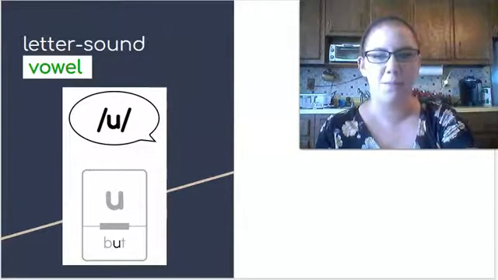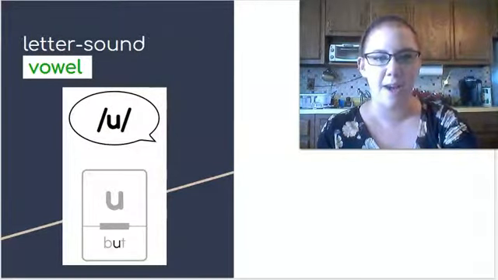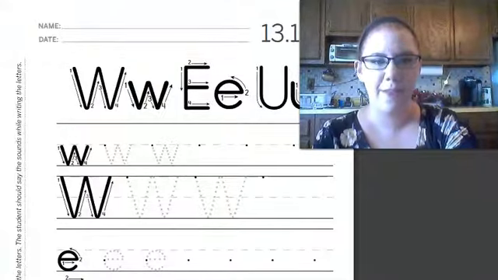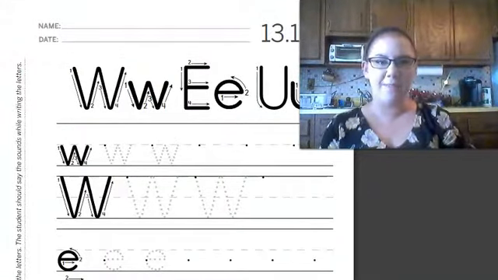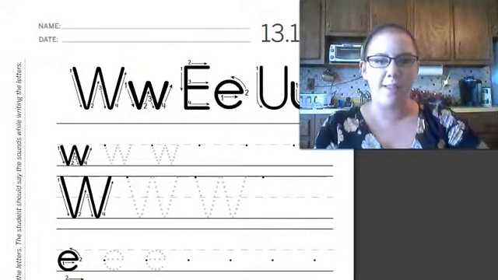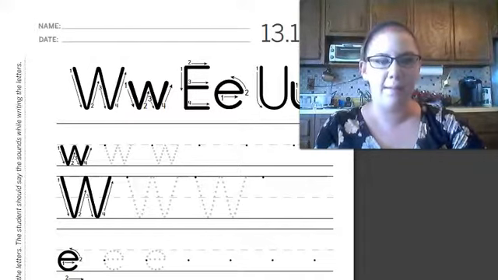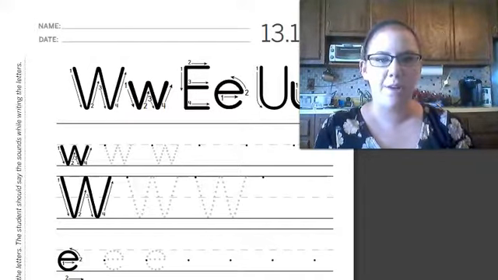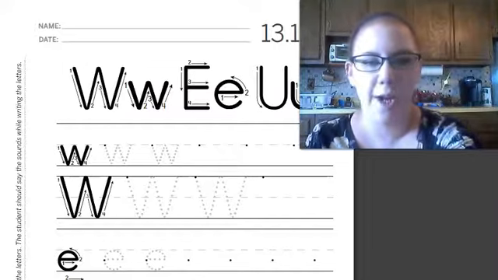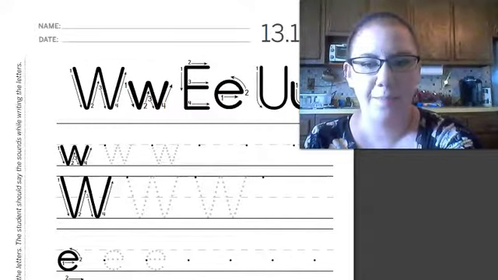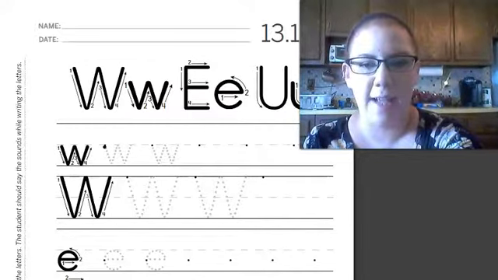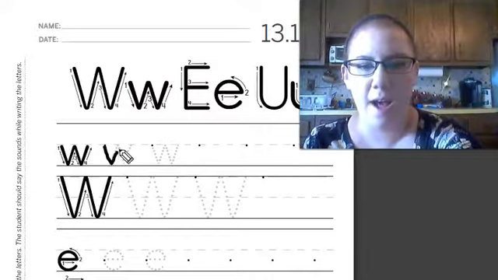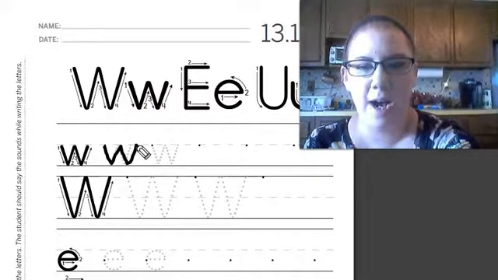Next, we're going to practice writing these letters that we've been talking about. First on this page, we have the letter W, or the sound W. You're going to start for the lowercase letter below the dotted line. Draw a diagonal line down and then up.